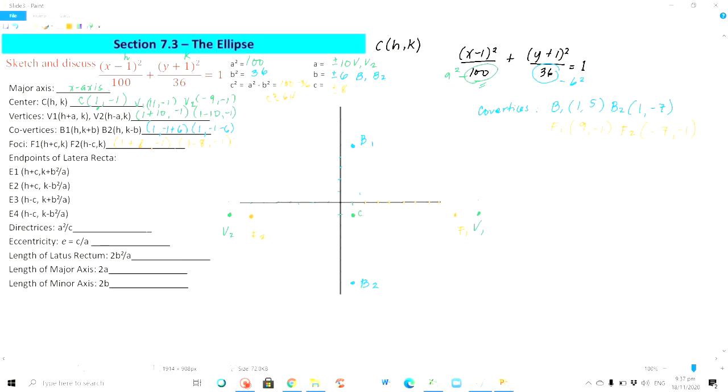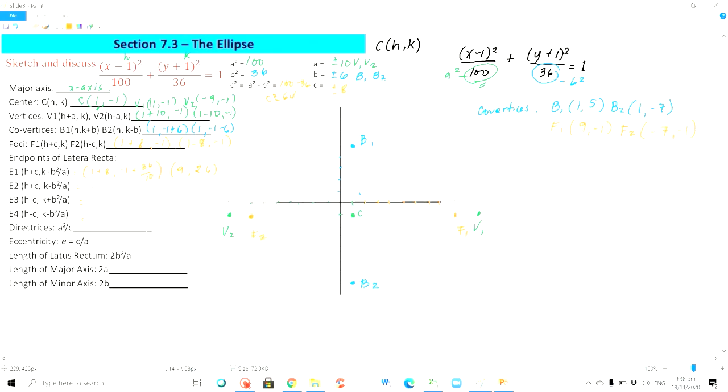Okay, now for the endpoints, ayan na. Ito yung mga formula for the endpoints. So again, dahil nasa x-axis ang ating measure, dun po natin ilalagay yung C. So what is our H? 1 plus C is 8. And K is negative 1 plus B squared over A, that's 36 over 10. Yan. So, solving for this is 9. And 3.6 minus 1 is 2.6.